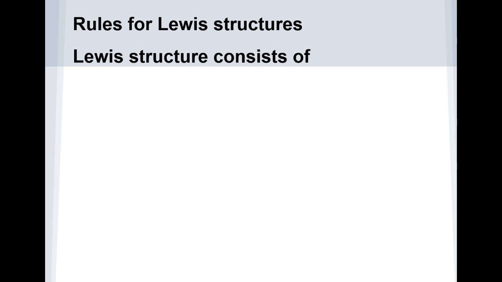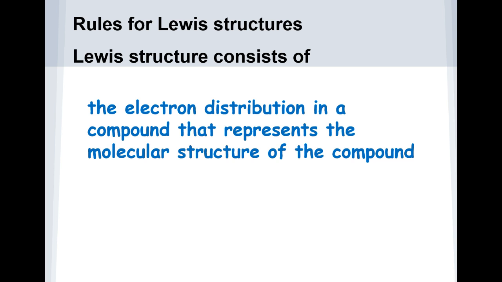So, what is a Lewis structure? Well, it consists of an electron distribution in a compound that represents the molecular structure of the compound. And it's covalent compounds. We generally draw Lewis structures for covalent compounds.